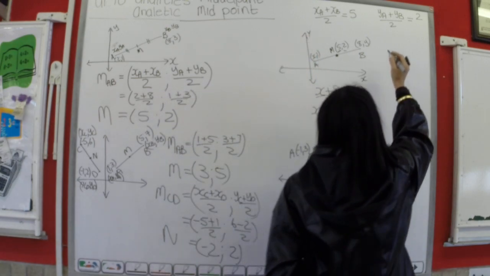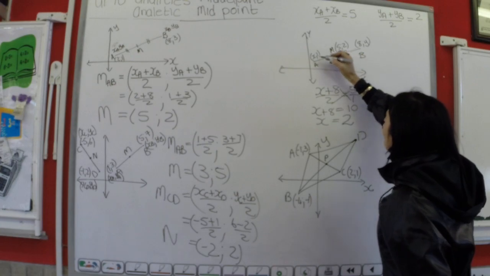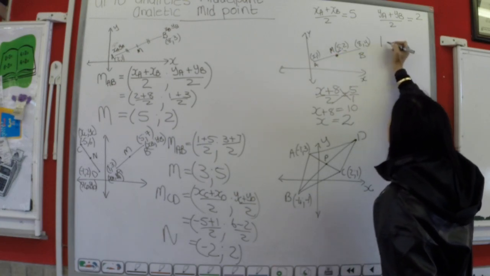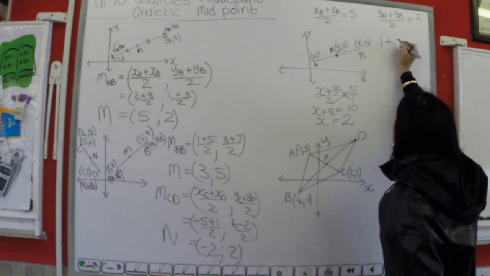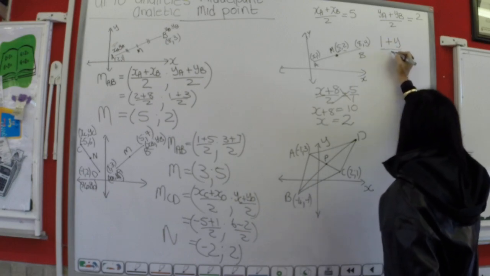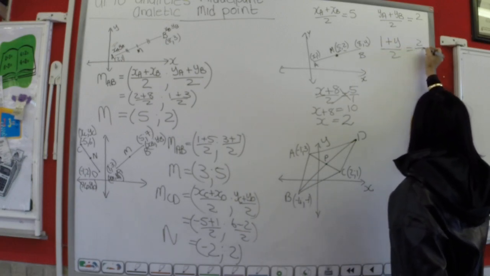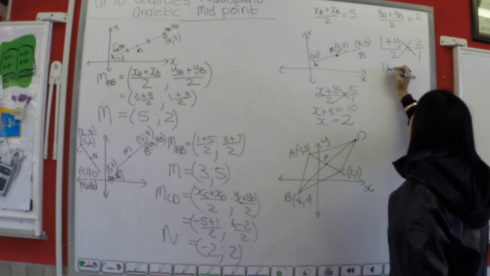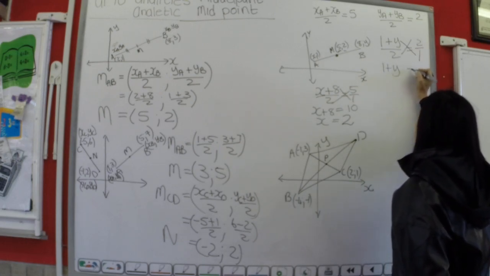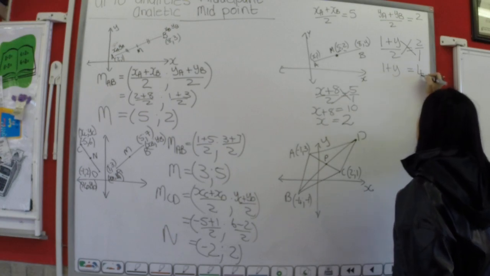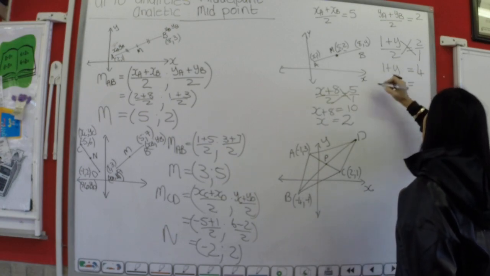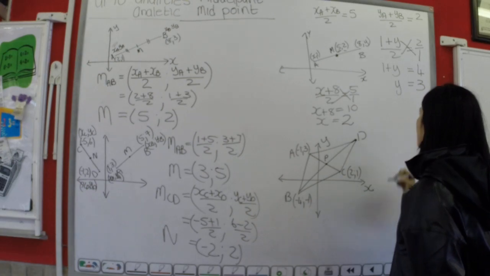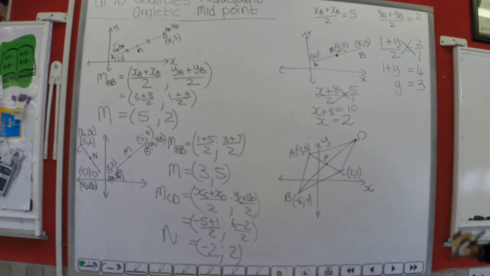Kom ons doen dieselfde met Y. YA is nou 1. Plus YB is Y. Gedeel deur 2 is gelyk aan 2 op 1. So ek gaan kruis vermenigvuldig. 1 plus Y maal 1 is 1 plus Y, gelyk aan 2 maal 2 is 4. If you take the 1 over the equals, it becomes a minus. So ek het vir X as 2 en vir Y as 3.